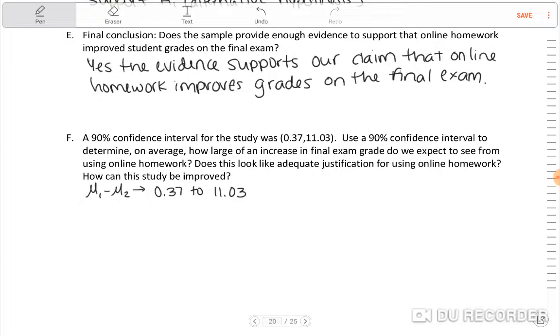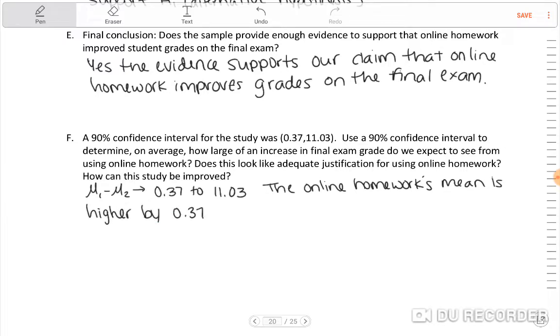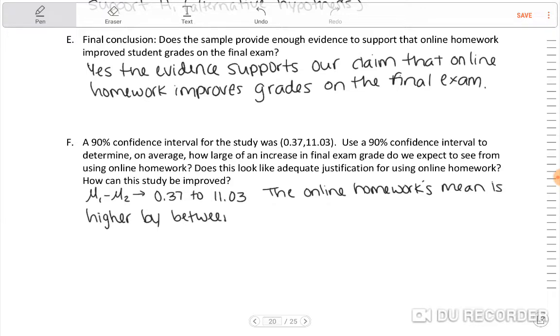And so, how would I put that in words? I guess I would say that the online homework's mean is higher by 0.37 points and is higher by, I guess, between 0.37 points and 11.03 points.